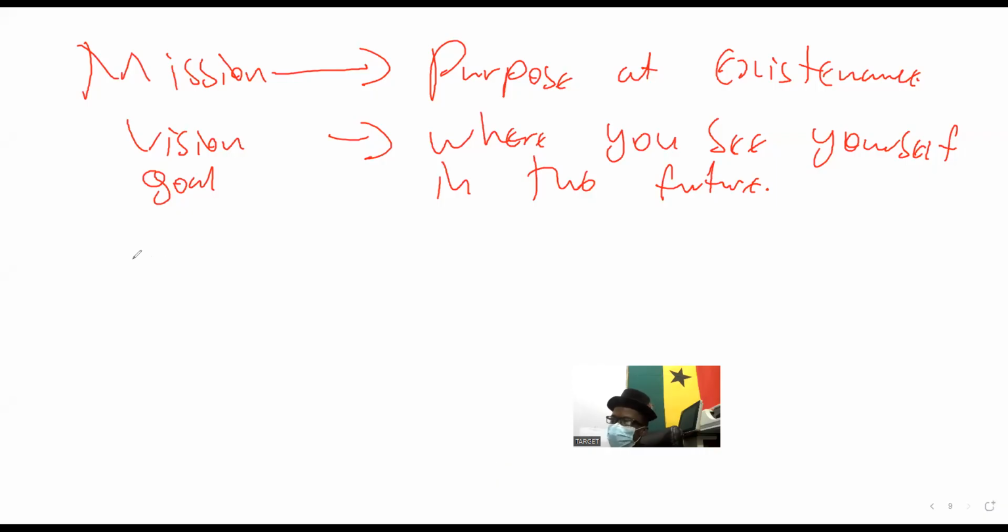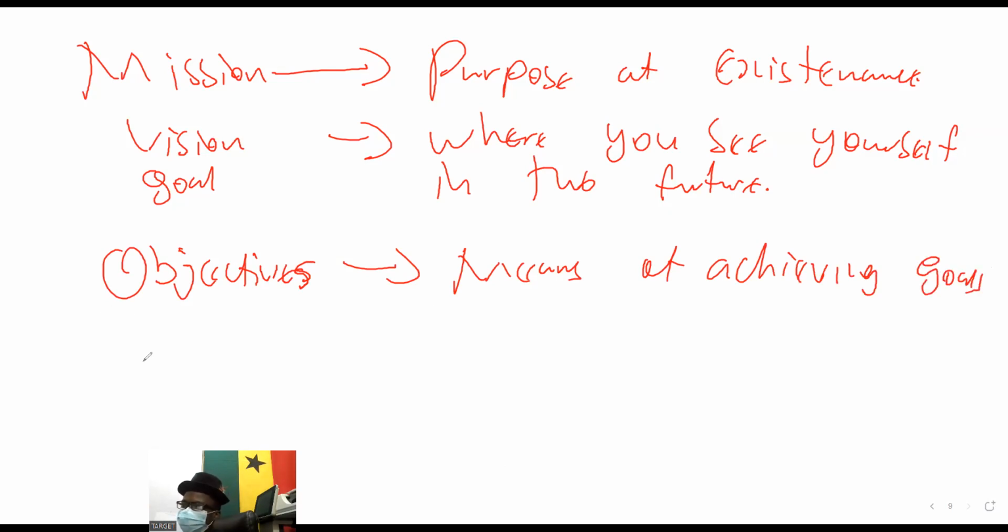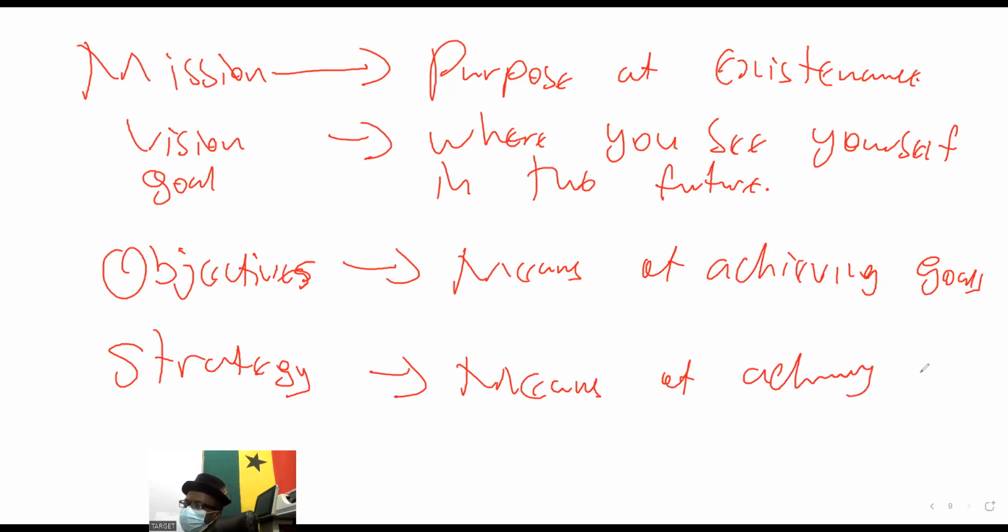Then goals. In order to achieve goals, we break goals down. We get objectives. Objectives are smaller performance targets in order to achieve your goals or vision. So in order to achieve a vision, there must be objectives. Objectives are the means of achieving goals. Then we have strategy or tactics. Strategies are also means of achieving objectives. So you see how the hierarchy looks. Strategy is the means by which an entity achieves what it wants, its objectives.